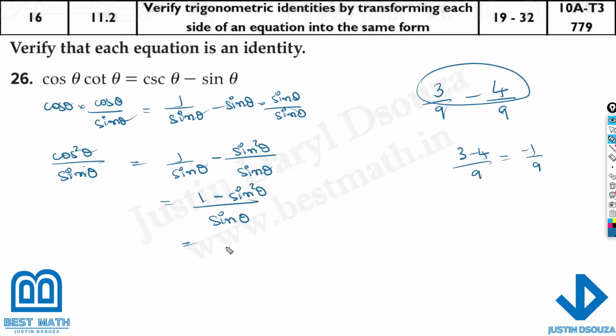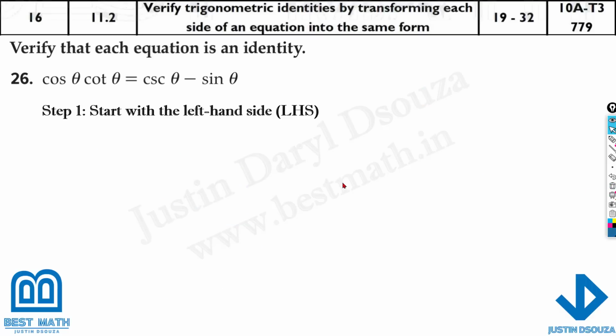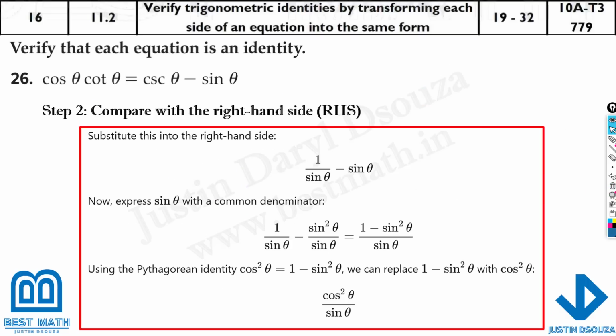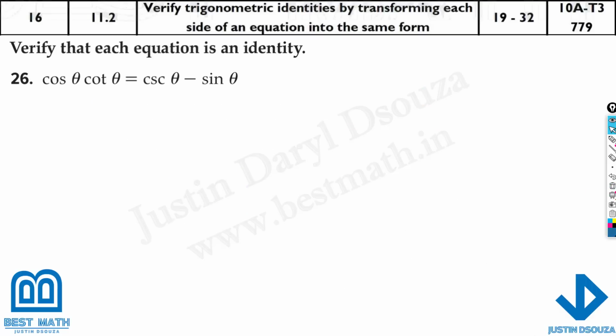Now what is 1 minus sine squared theta? It is cosine squared theta by sine theta. Is it correct? Yes. The left hand side is equal to the right hand side. Hence, this equation is an identity. This was pretty simple. You can just pause it and go through it later on. That's the answers. Okay. We are on the 27th problem.